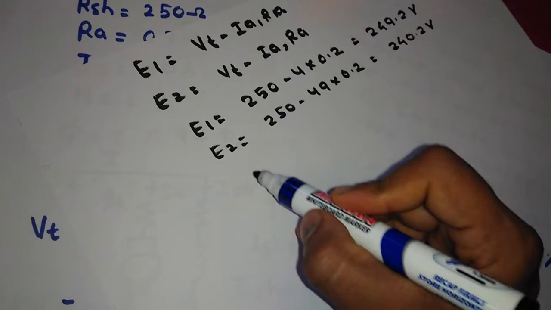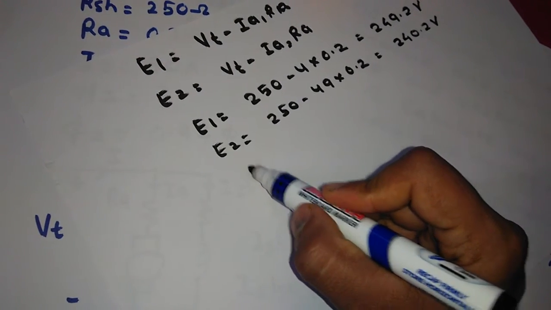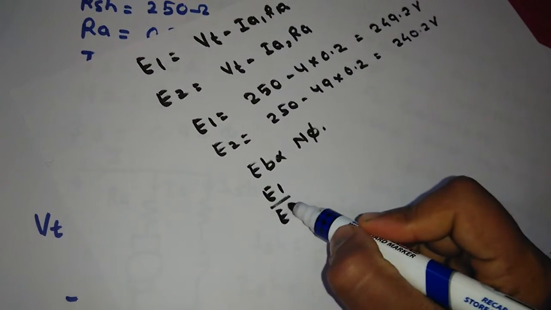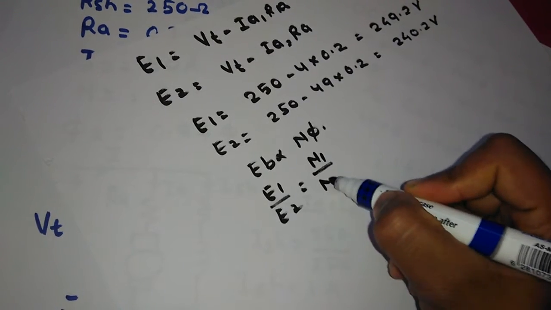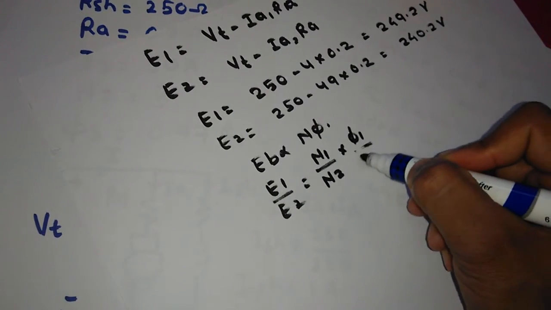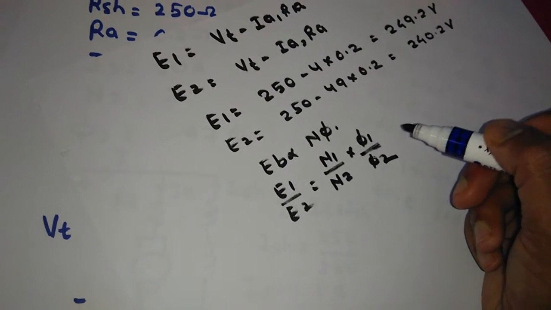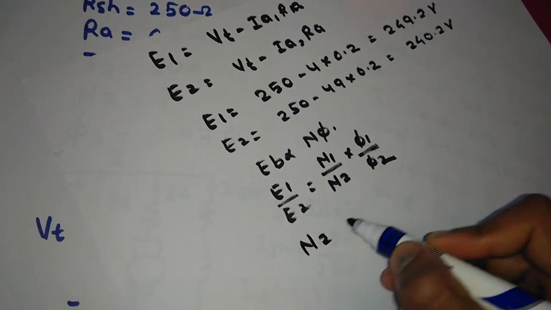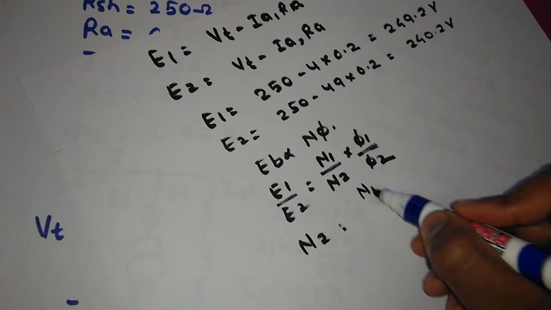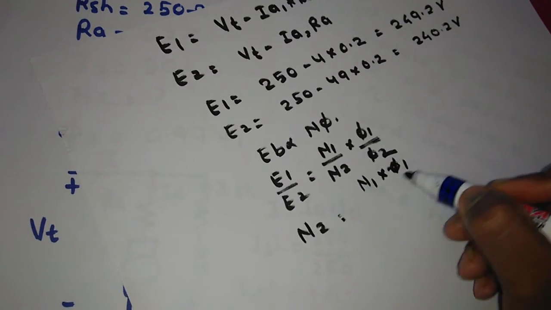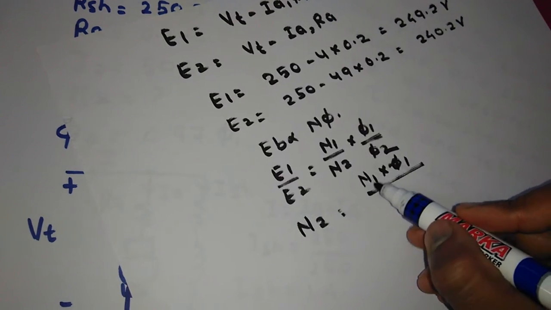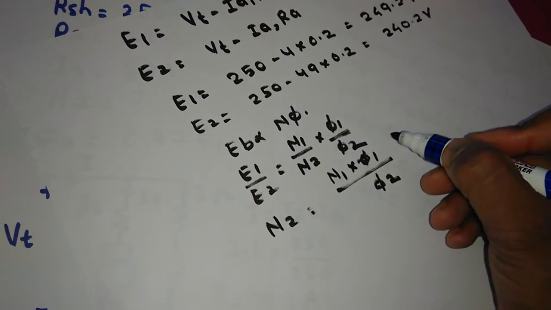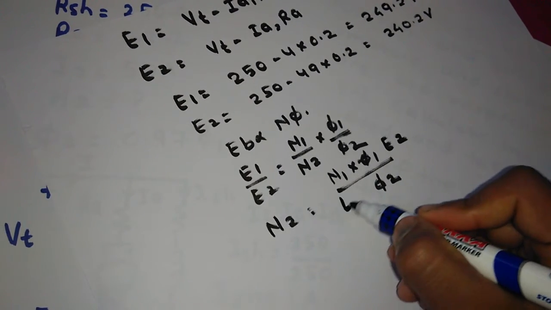Now we can use the relation of speed and back EMF, that is Eb is proportional to N phi. So we will get E1 by E2 is equal to N1 by N2 into phi1 upon phi2, and we know that phi2 is equal to 0.97 of phi1. So from this equation N2 is equal to N1 into phi1 upon phi2 into E2 upon E1.